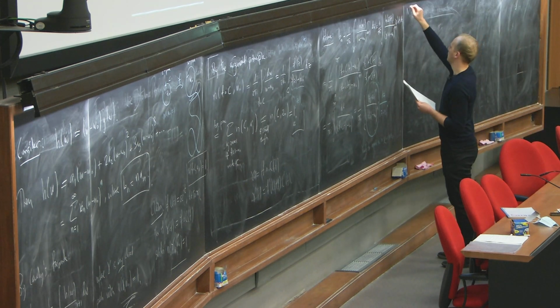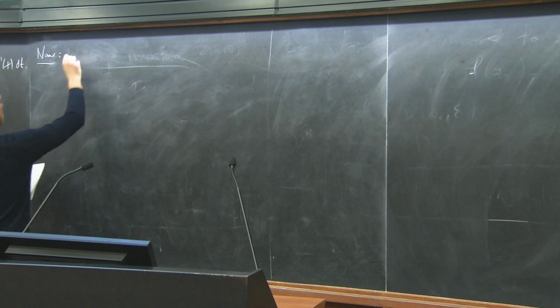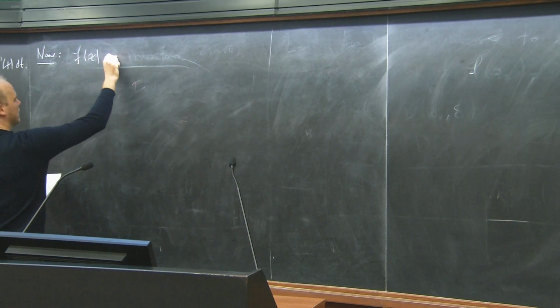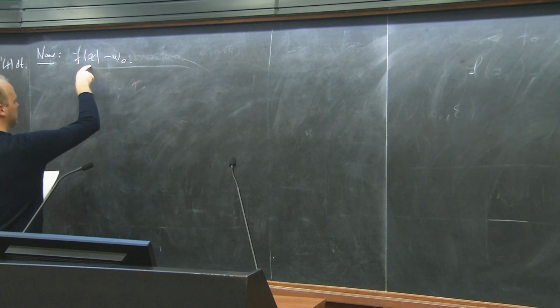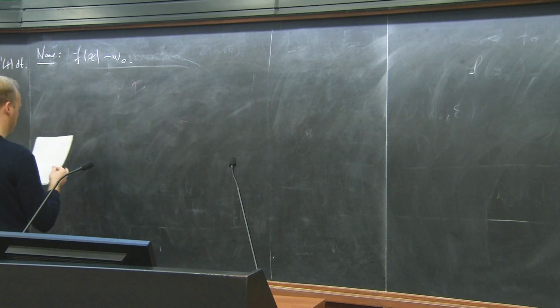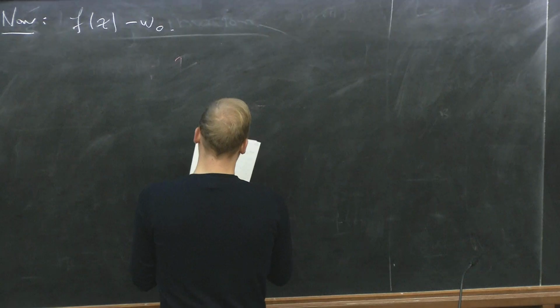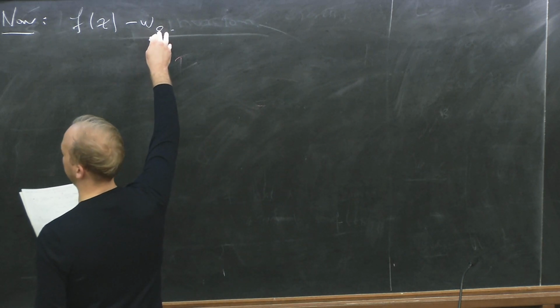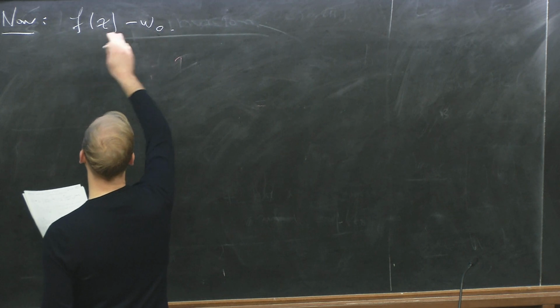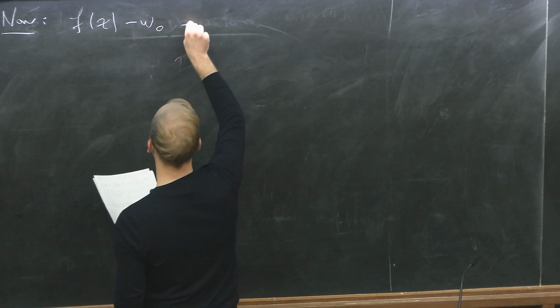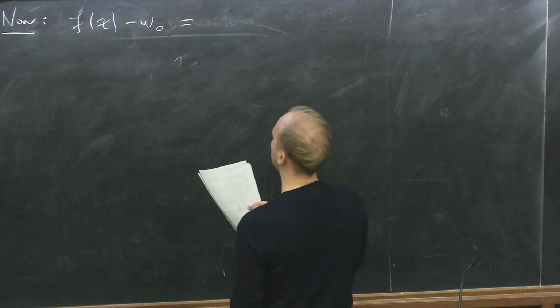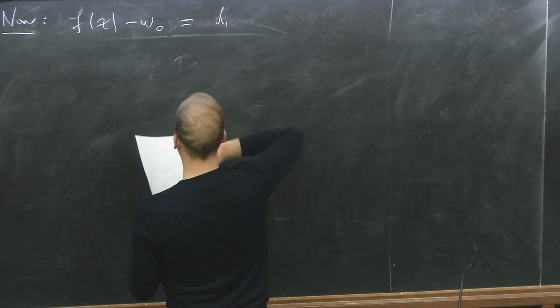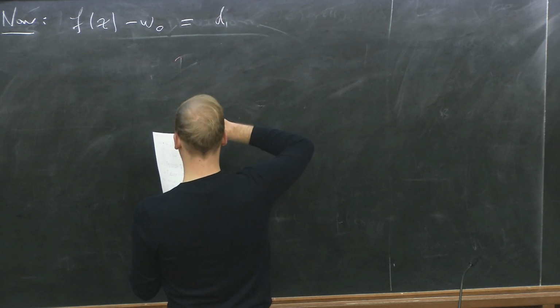So to expand this into a power series, we note that f of z, so f is holomorphic, so it has some power series expansion. And taking minus a constant doesn't change the fact that it's holomorphic. So we can find an abstract power series expansion of this f of z minus w0. Let's write it using some coefficients.